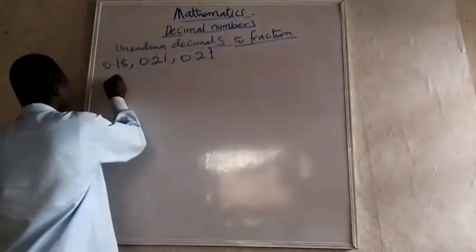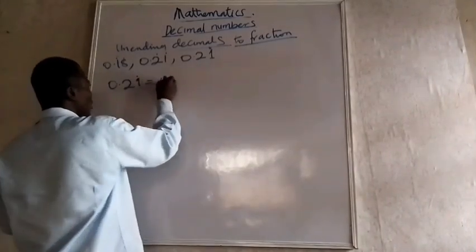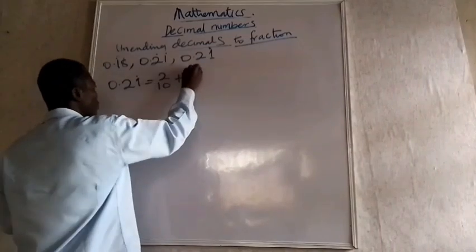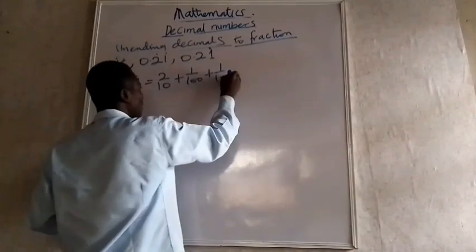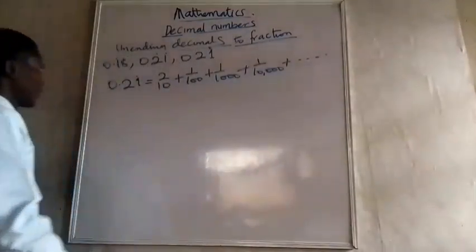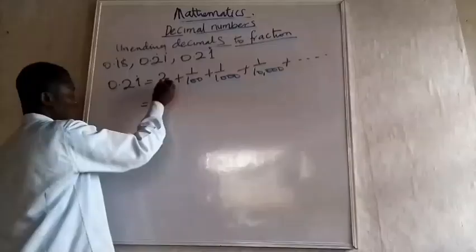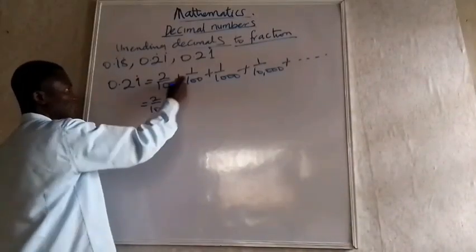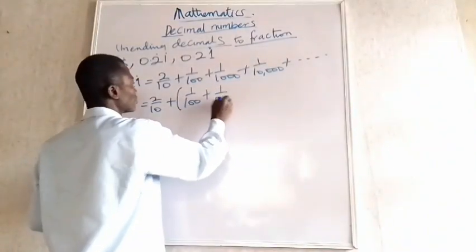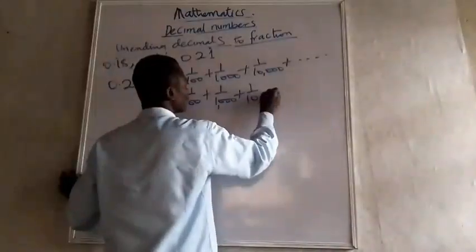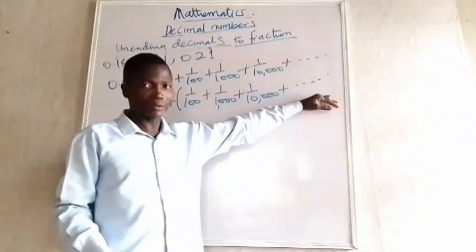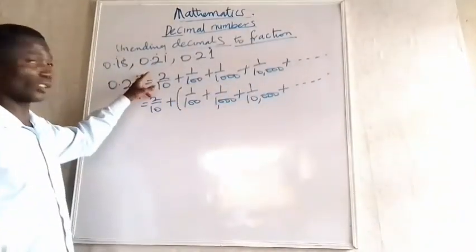Look at this one. I have 0.21 recurring with the dot only on the 1, and that will be 0.2, or let's make it like this: 2 over 10 plus 1 over 100 plus 1 over 1000 plus 1 over 10,000 plus like that. So it's going to be equal to 2 over 10 plus all these other ones. So you can see, this is the one that is in geometric progression. This part alone. Because this is the only one that we put dot on top.